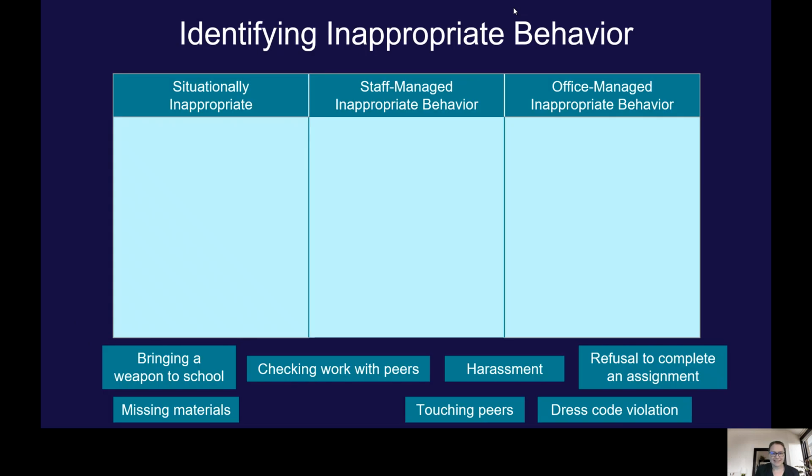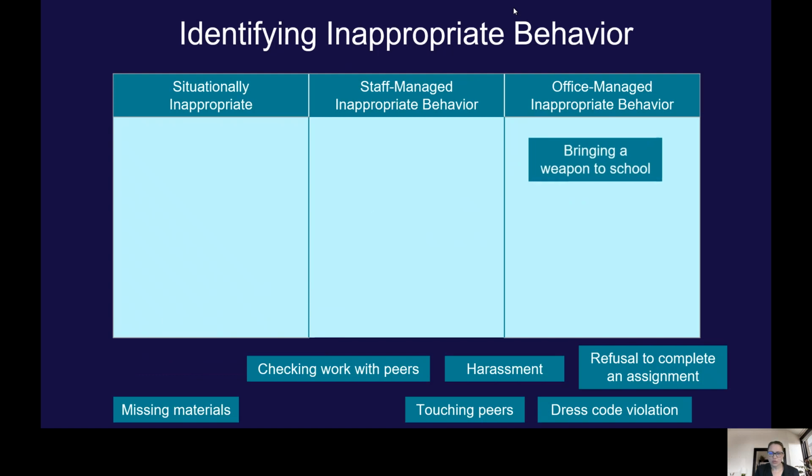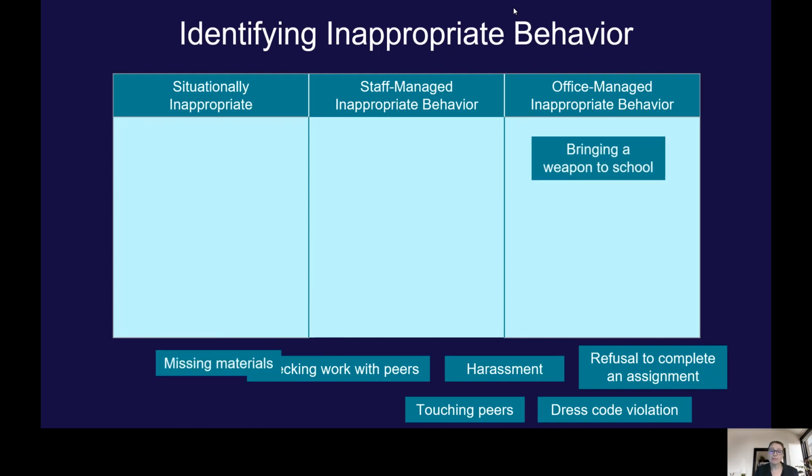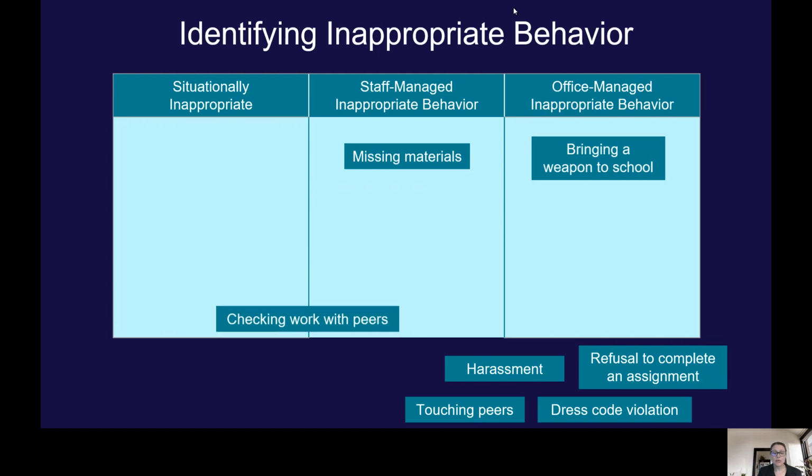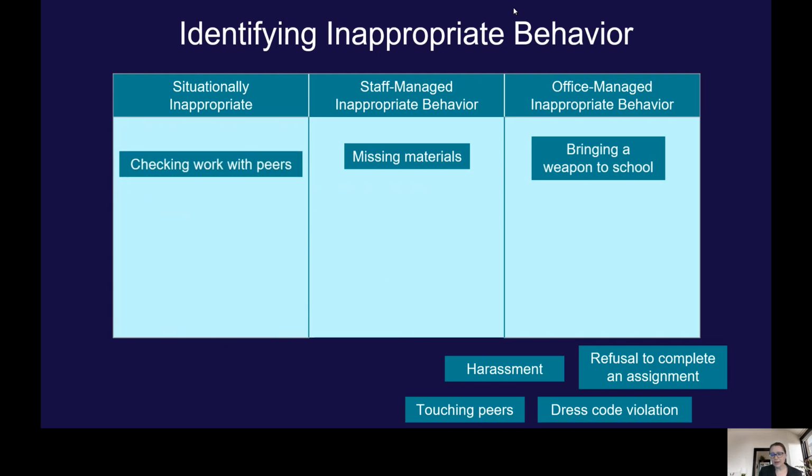So let's practice. Bringing a weapon to school would be a serious offense and be classified as a major or office managed behavior. Not having the appropriate materials or missing materials would be a minor or staff managed behavior. Checking work with peers is a situationally inappropriate behavior where the student needs to be taught when it's okay to check work with others and when it's not.